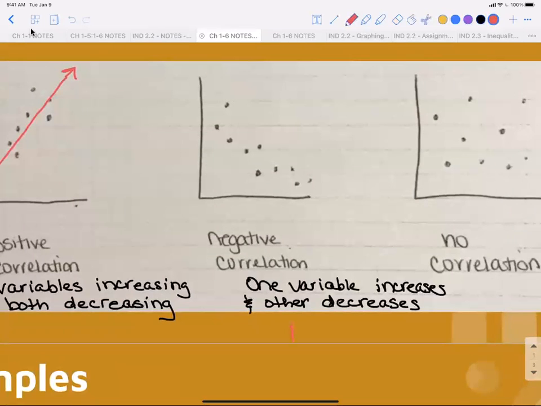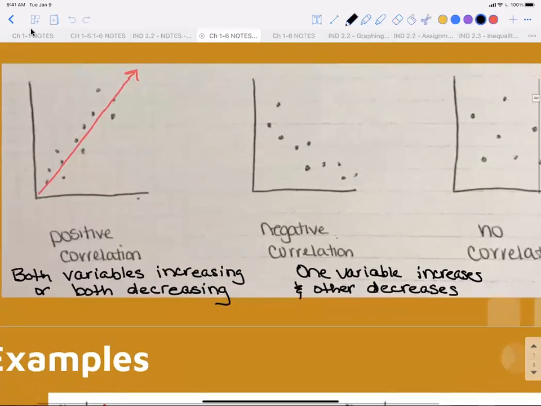If it helps you, underneath both of them draw the arrows. You either got both going up or both going down. Okay, that's going to give you positive correlation. For negative correlation, you've got one going up and one going down.